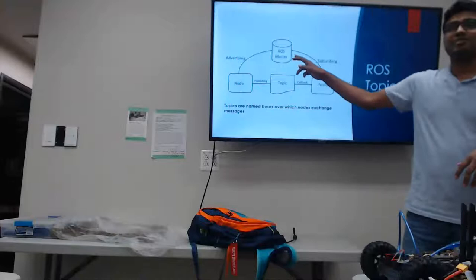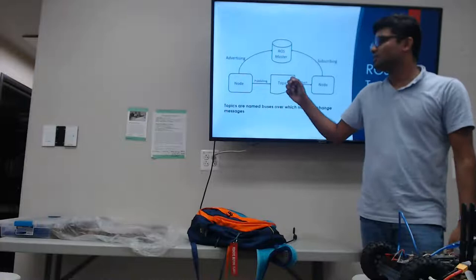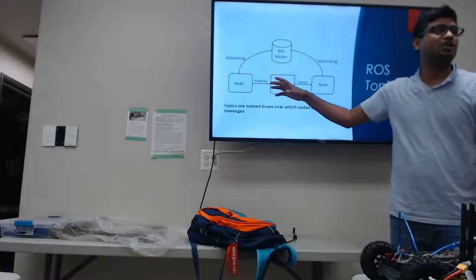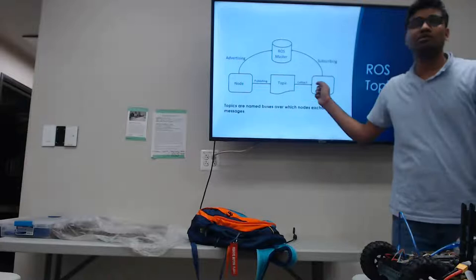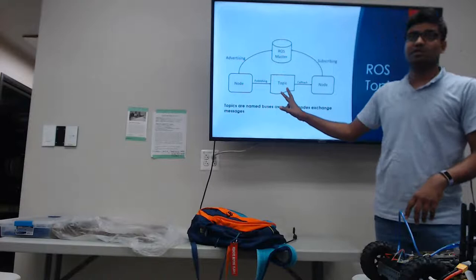Then once a node is up, there is some initial information transfer that happens, so this node gets to know about the other nodes that are present. Once that communication is established, they talk to each other on a direct line. They need not go to the central person who told them the node is up. They can talk to each other directly on something called a topic. So we have learned three terms so far: ROS master, node, and topic.